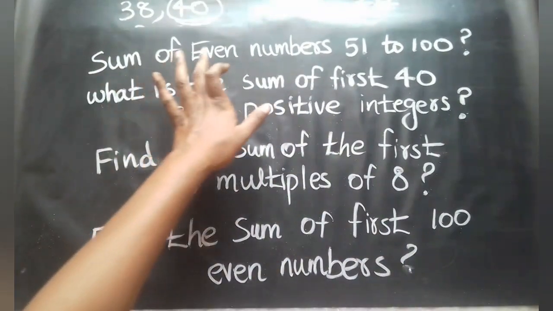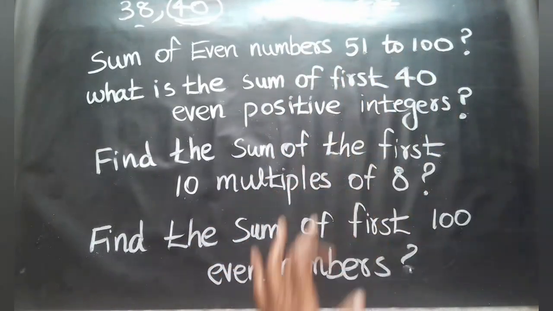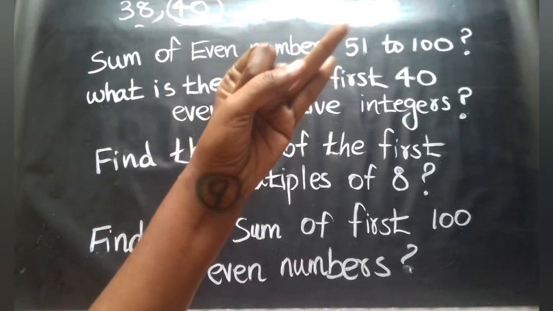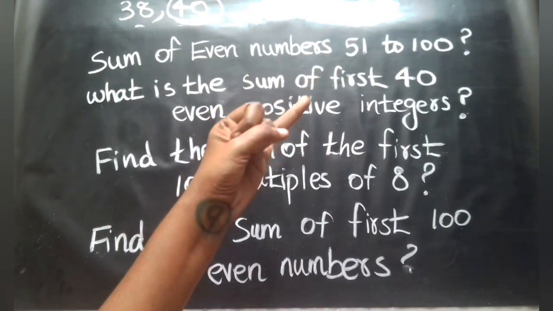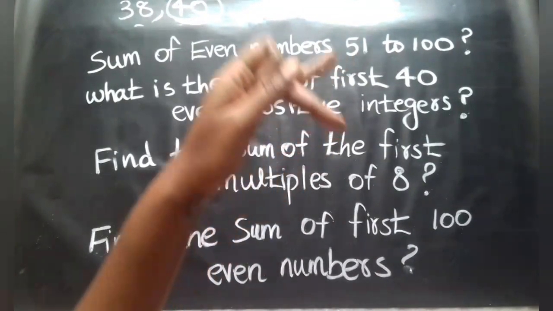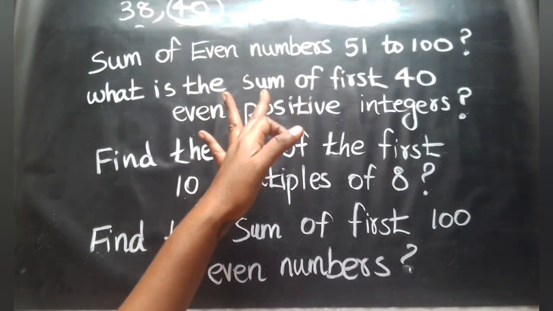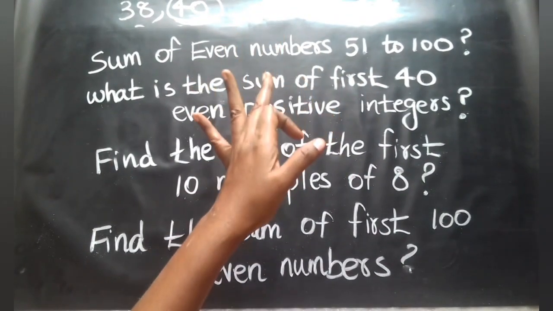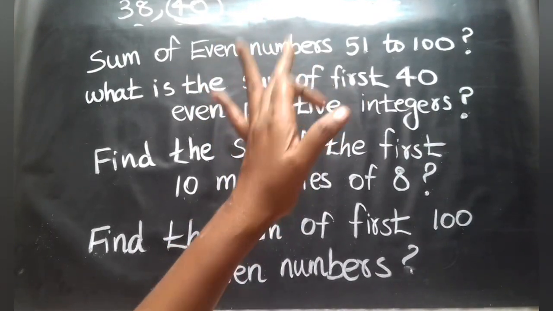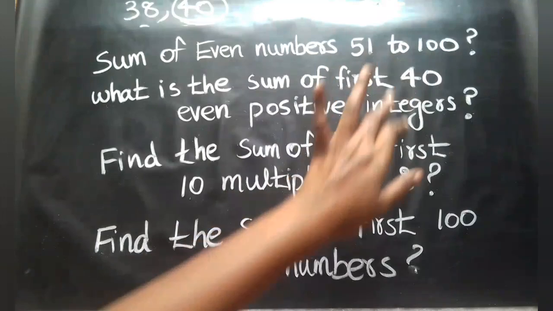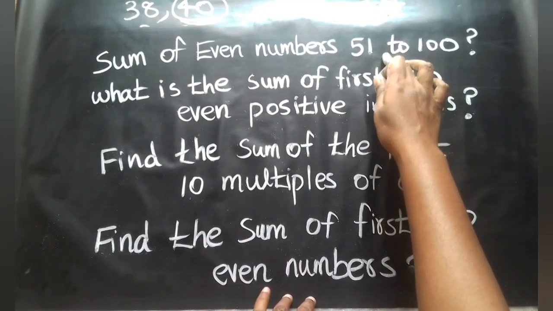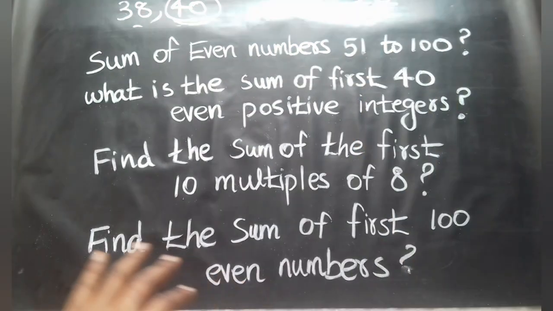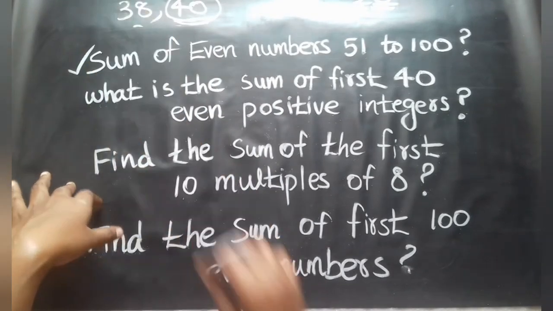First question is sum of even numbers from 51 to 100. So for the first question, you can use the pairing method and the AP formula, that is n by 2 into first term plus last term, or else the other formula, Sn formula. You cannot use the n into n plus 1 formula. I have told you, you can use that formula only for consecutive even numbers starting from 2. Here the even numbers will start from 52. So you cannot use the formula n into n plus 1. You can use the other 3 methods.